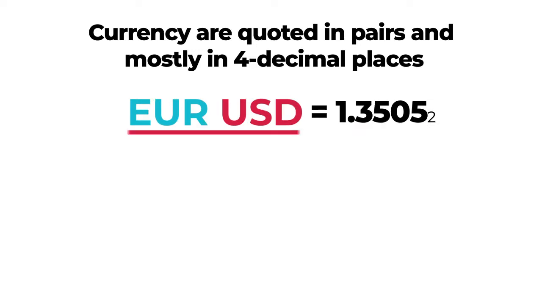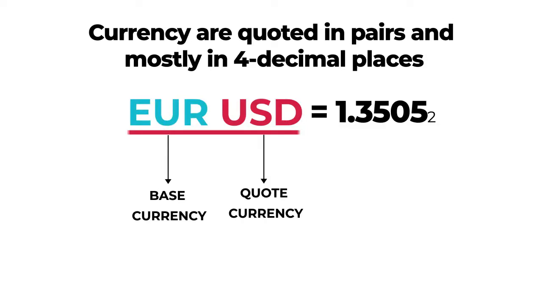So when you see a currency pair, the first one is known as the base currency. So Euro is the base currency. USD is known as the quote currency, all right? And like I said, the 4th decimal place is known as a pip. And a pip is the smallest change in the currency pair that we have on the market, okay? So in this case, it is 3505.